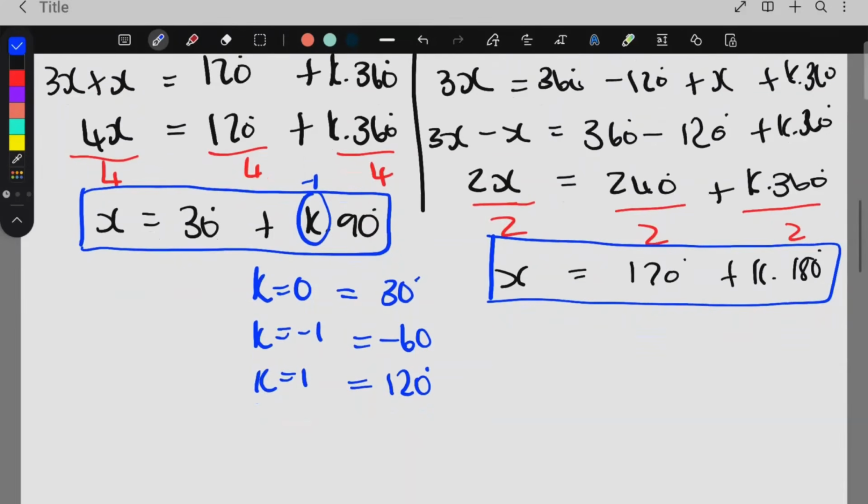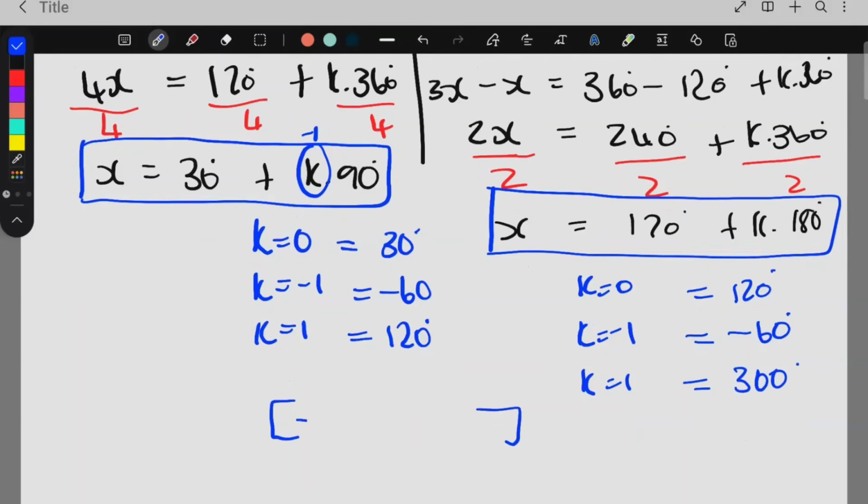Then I'm going to do the same for this one. I'm going to sub in k is 0, k is negative 1, k is 1. So if I make this 0, my answer is also 120. If I make this negative 1, my answer is negative 60. And if I make this a positive 1, my answer is 300. I must be between this and 180.